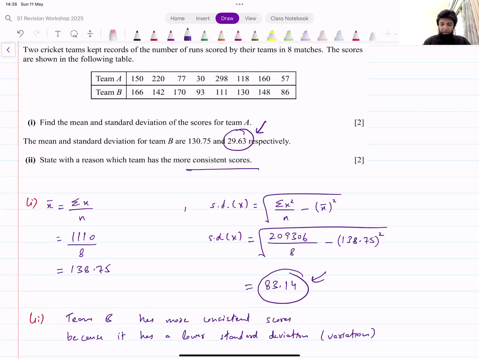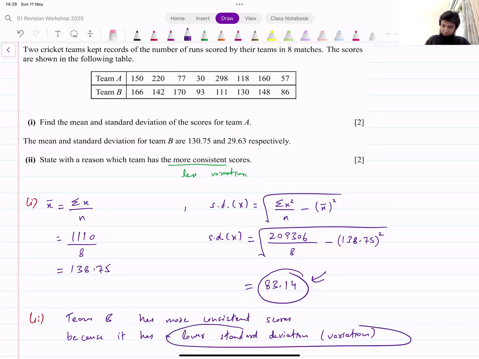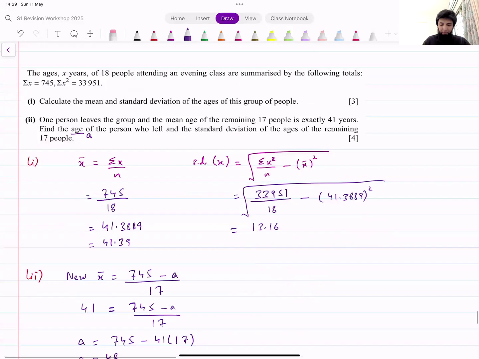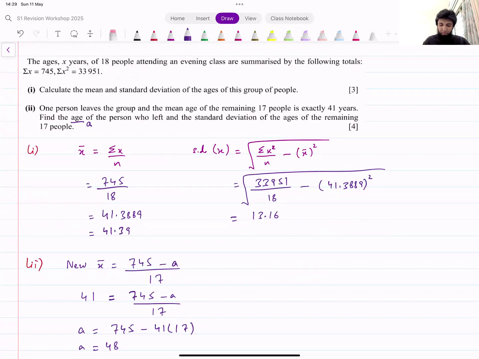Consistent means the one that has less variation. More consistent means less variation. So you compare the standard deviations, you say B is more consistent because the variation in these numbers is less. Okay, team B has more consistent scores because it has a lower standard deviation. The variation is less, so that means the consistency is higher.